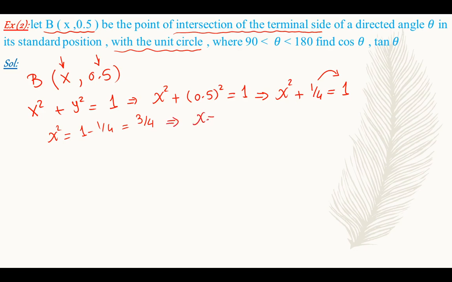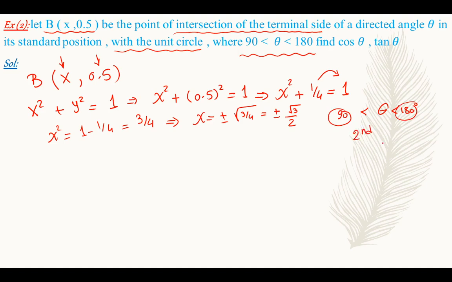1 minus 1 over 4 equals 3 over 4. Here x will be positive or negative the square root of 3 over 4. By using your calculator, the square root of 3 over 4 equals positive or negative root 3 over 2. Now x has two values, root 3 over 2 and negative root 3 over 2. Which one of them is the right value of x, the positive or the negative? Here we have another condition: theta bigger than 90 and smaller than 180. That means that the directed angle lies in the second quadrant.